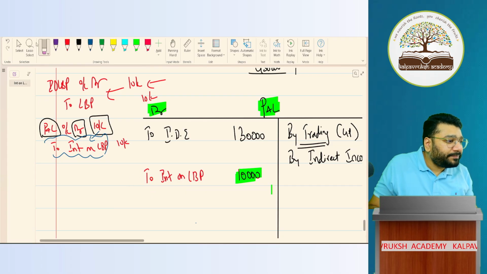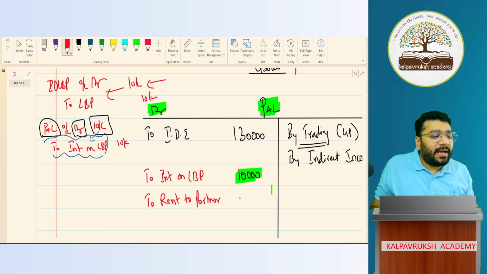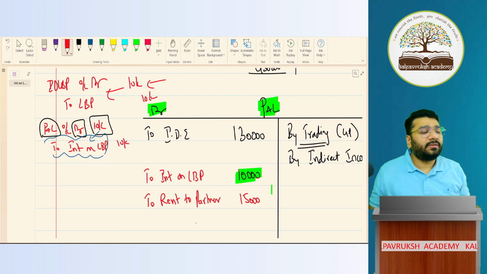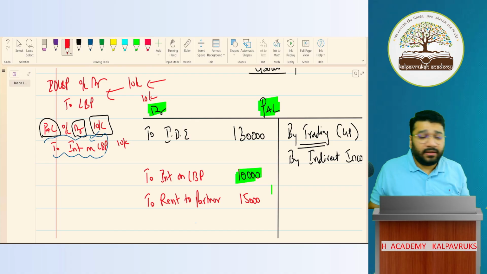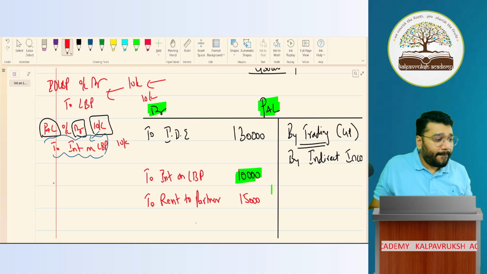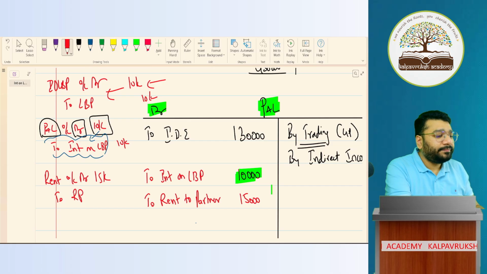What is the next point? To rent to partner. Imagine that is 15,000 rupees. Tell me the journal entry for rent due and not paid, and the closing entry. Fast. Rent to partner account debit 15,000 to rent payable. Imagine the payment is not done, so rent payable.